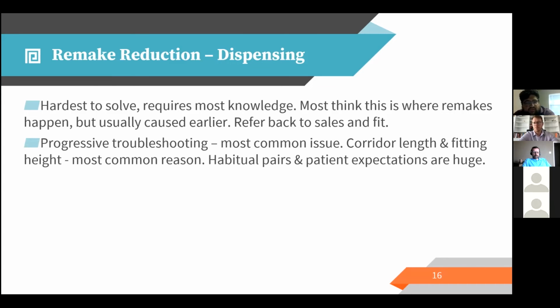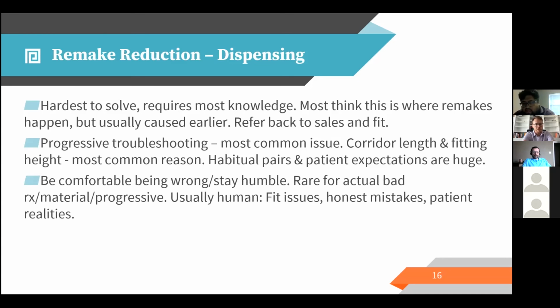But usually at this point, if I have someone reach out and they're having an issue that happened at dispense, it's because of progressives. So getting your knowledge base up on troubleshooting progressives is going to help. Usually it's down to a corridor length and a compatibility with that habitual pair. And again, I've said this before, but stay humble, be okay being wrong. We're all humans, we all make mistakes.